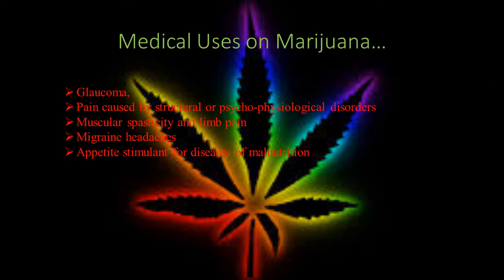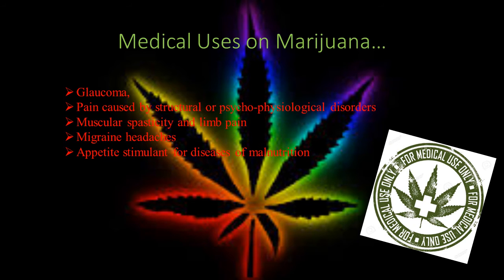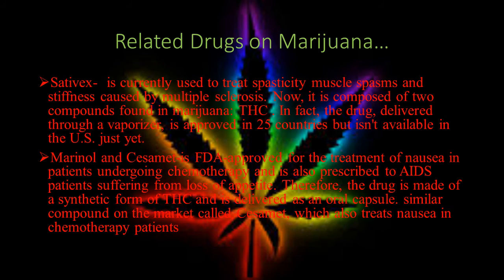Medical use on marijuana: glaucoma, pain. Related drugs on marijuana: Sativex is currently used to treat muscle spasm and stiffness caused by multiple sclerosis. Now, it's composed of two compounds found in marijuana, THC and CBD. In fact, the drug delivered through a vaporizer is approved in 25 countries, but isn't available in the US just yet.